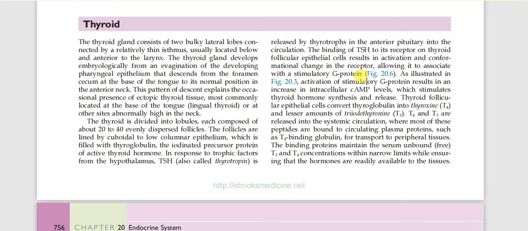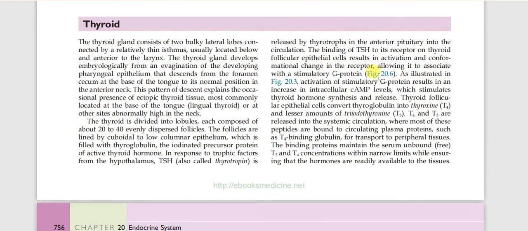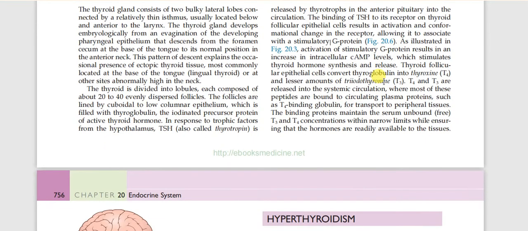parafollicular cells. Follicular cells typically produce T3 and T4, and on the surface of these cells we have TSH receptors, and TSH causes proliferation and enlargement of the cells. It's of course associated with the stimulatory G protein, and this G protein causes the activation of cAMP. What cAMP is we discussed.